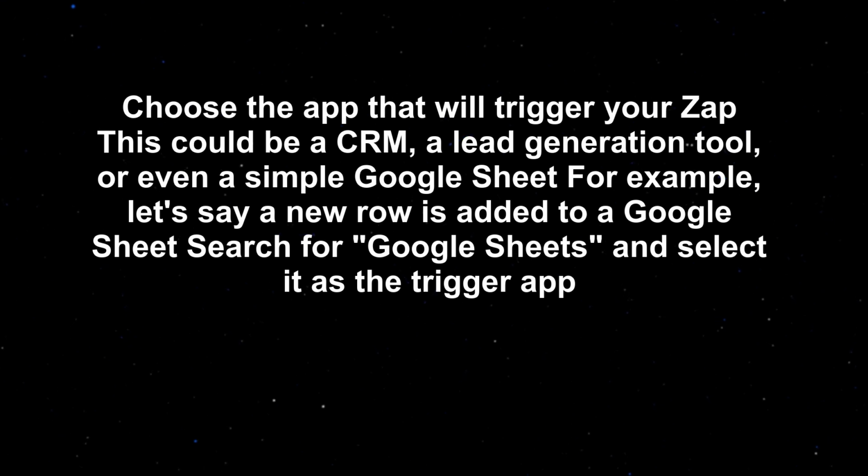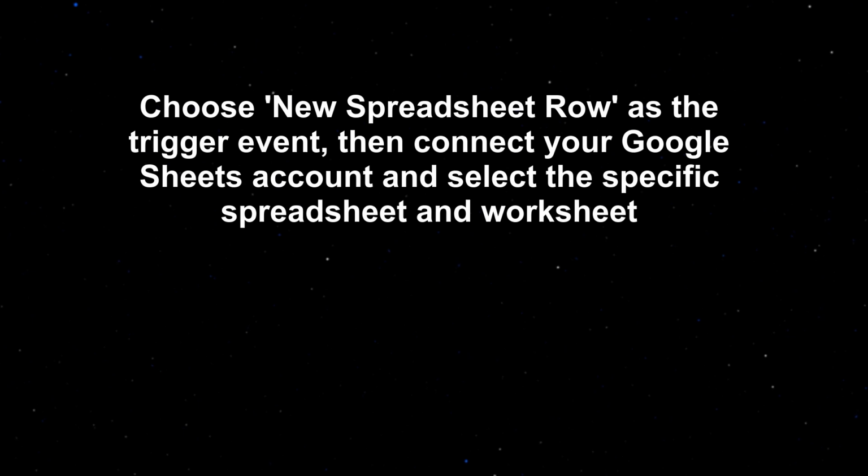Search for Google Sheets and select it as the trigger app. Choose New Spreadsheet Row as the trigger event. Then connect your Google Sheets account and select the specific spreadsheet and worksheet.